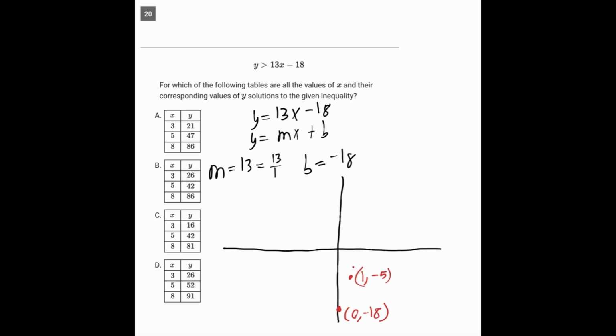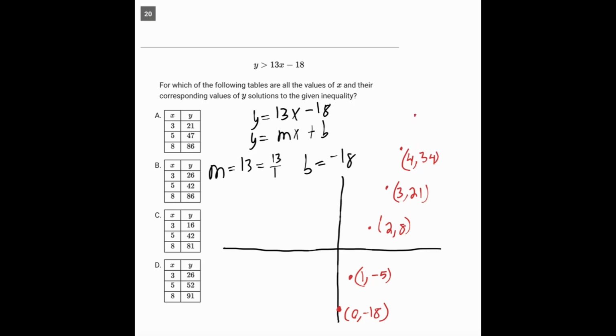Up 13 over 1 again, that's going to take us to 2 and 8. So let's put that around here somewhere. 2, comma, 8. Up 13 over 1 again, that'll take us to 3, comma, 21. And let's continue it more and more. Up 13 over 1 again. That'll take us to 4, comma, 34. So we're adding 1 to the x and 13 to the y.